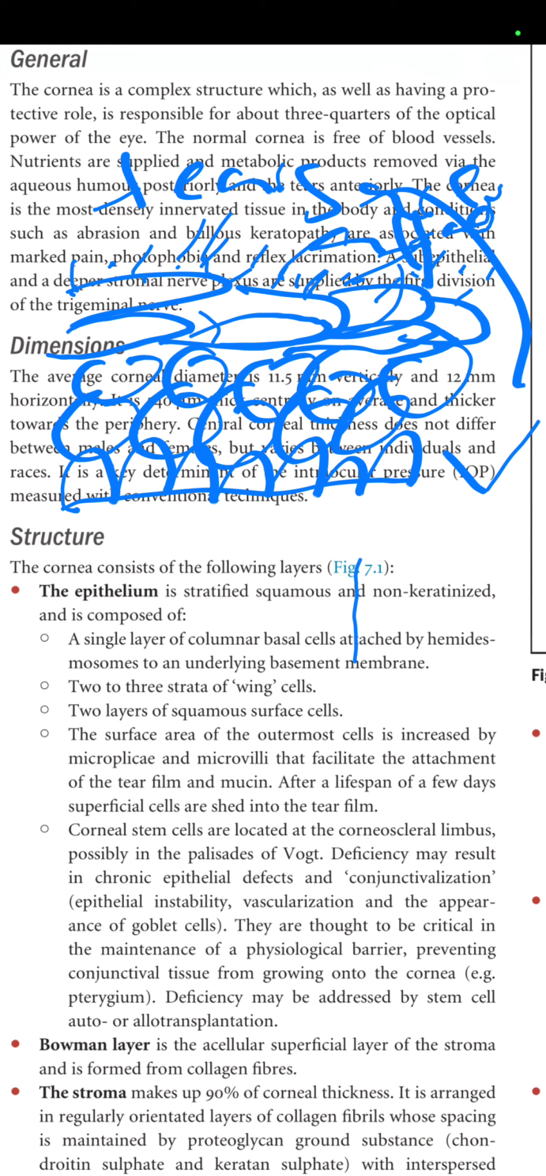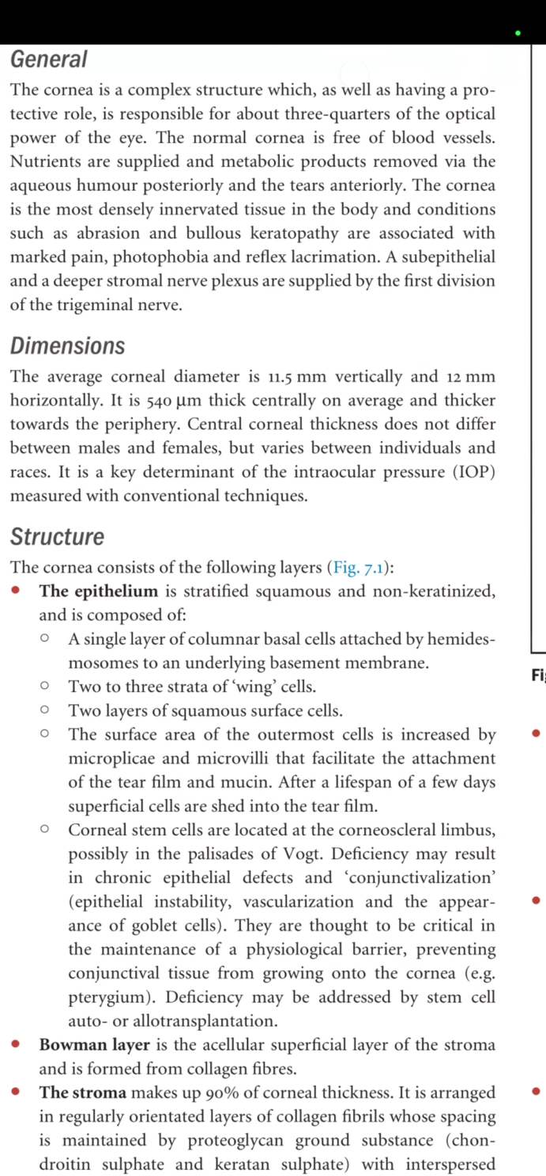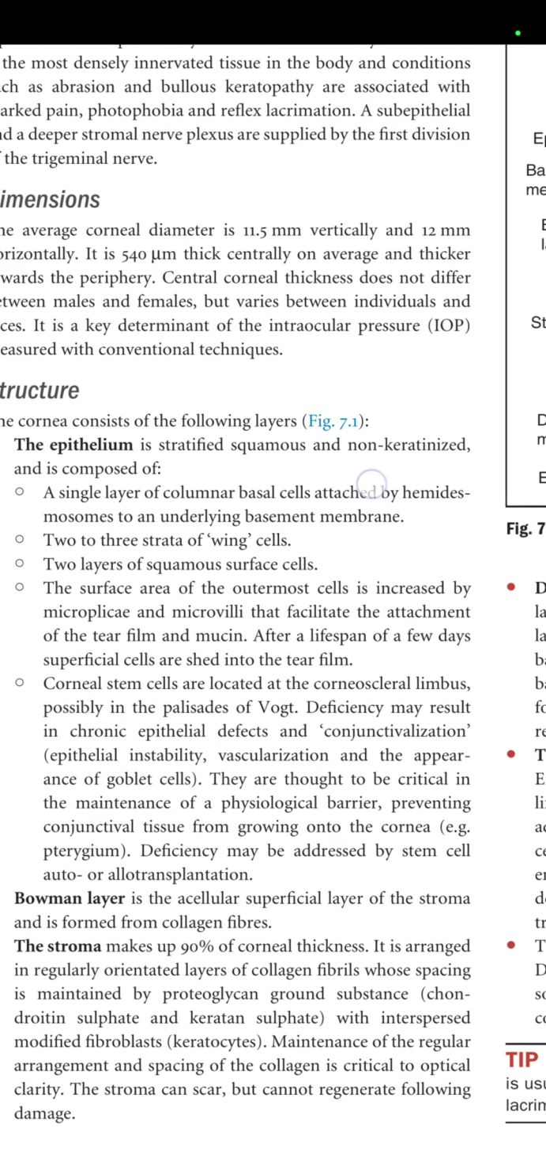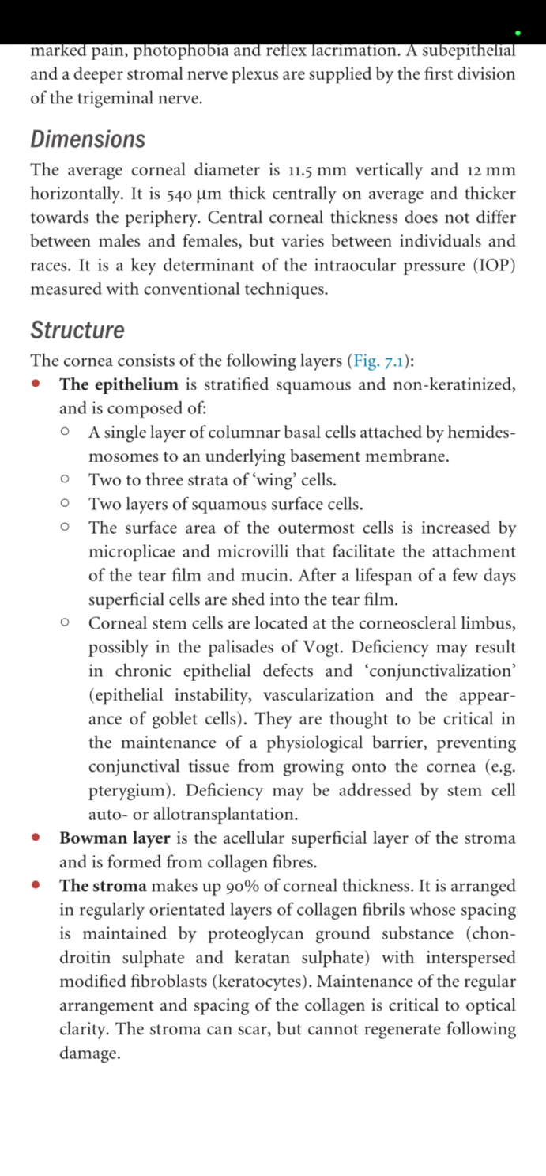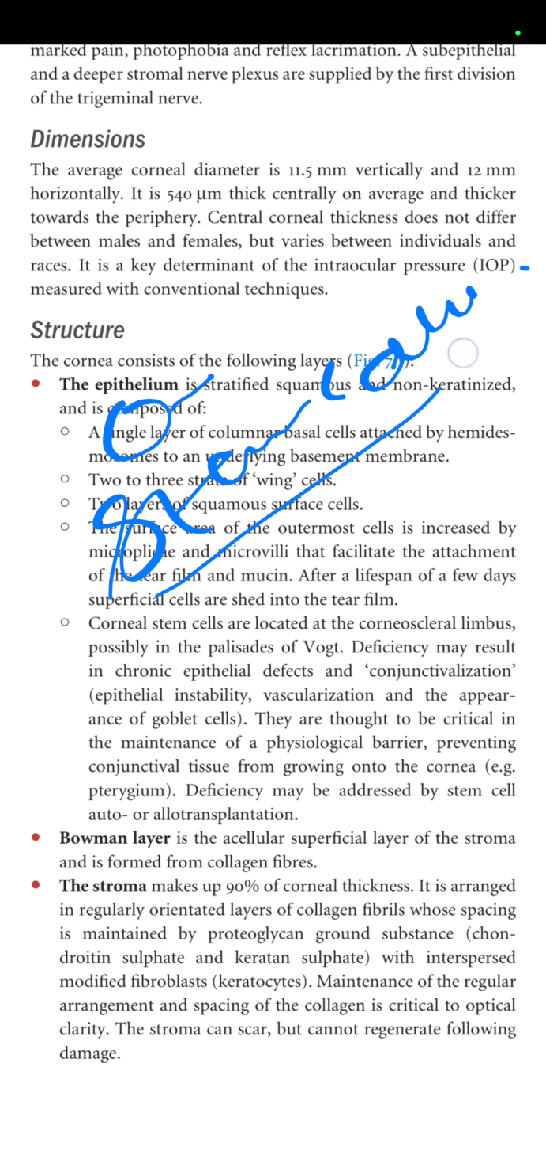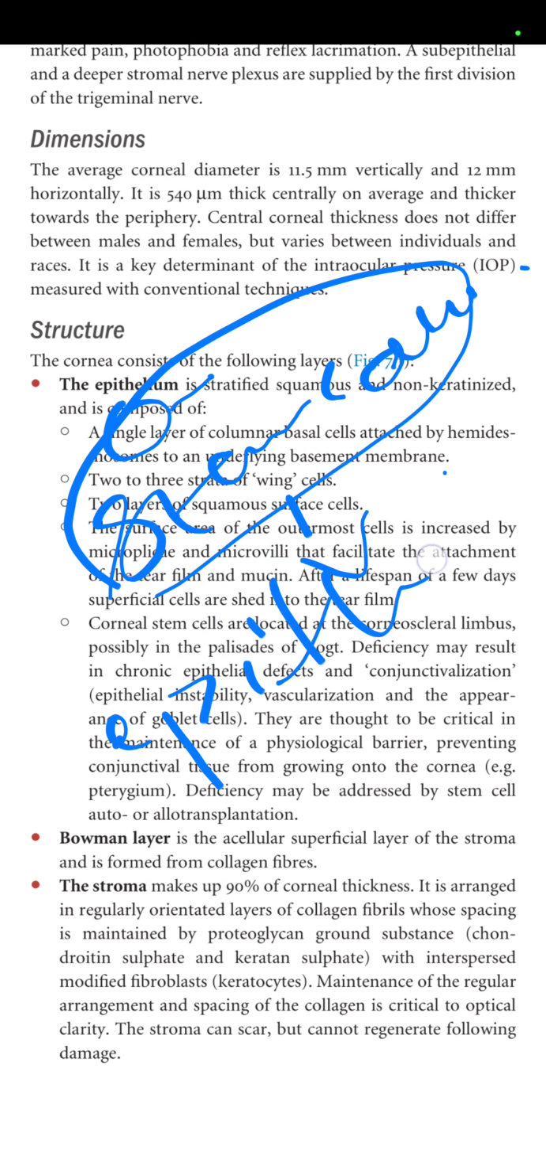So this was the histopathology of the epithelium. Now there are corneal stem cells. Corneal stem cells are located at the corneoscleral limbus, possibly in the palisades of Vogt. Deficiency may result in chronic epithelial defects and conjunctivalization. You know about stem cells, anything that has a regenerative property. So stem cells are basically what generate the epithelium, the continuous epithelial cells.